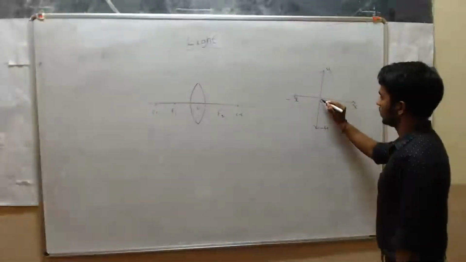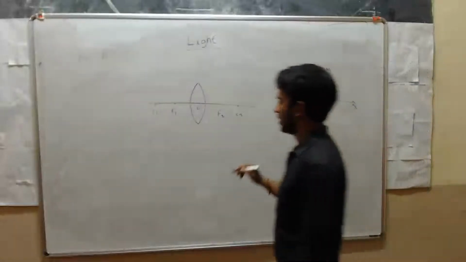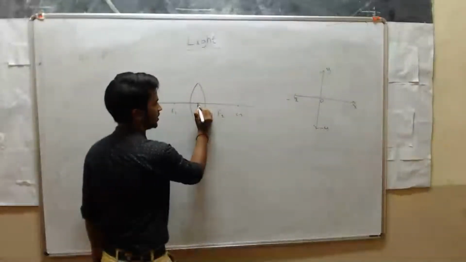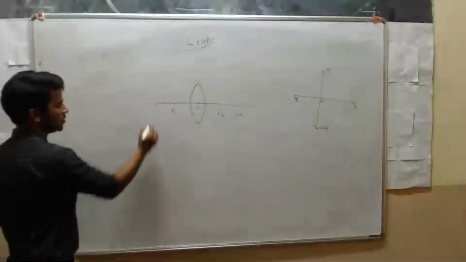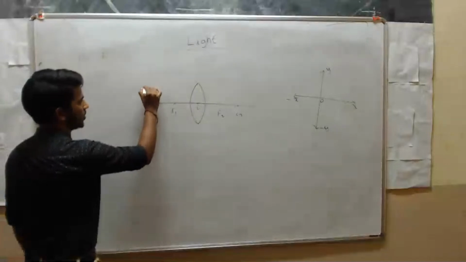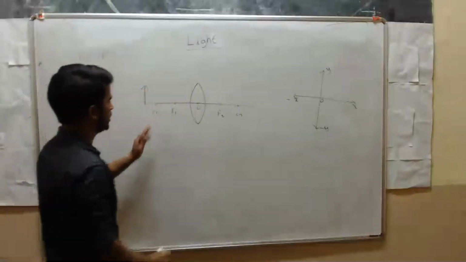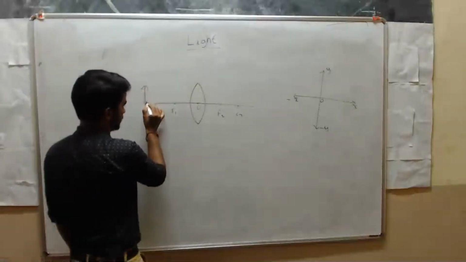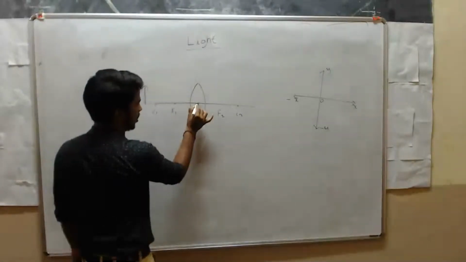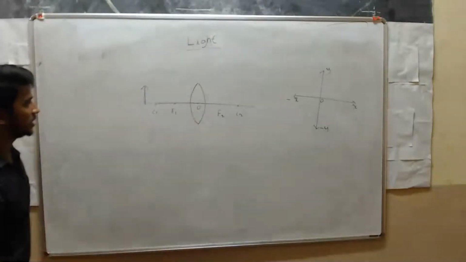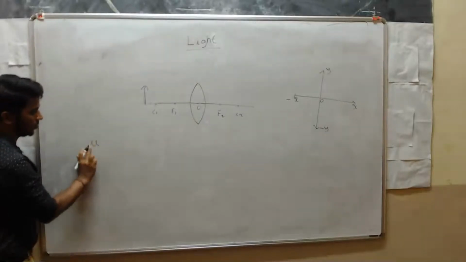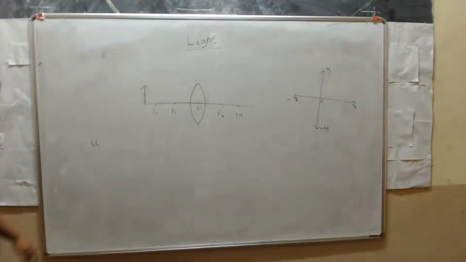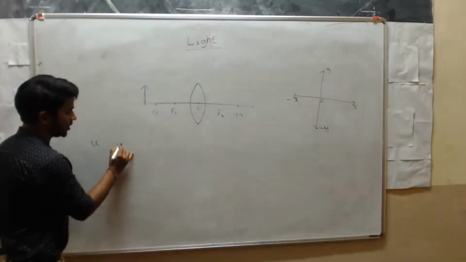So now you have to consider this. This is the origin, right? In lenses, you have to consider this optic center as the origin. Next, suppose I keep the object here. The distance between the object and the optic center is known as the object distance. So now you should write this object distance in negative values.